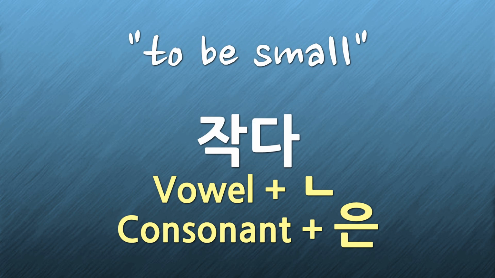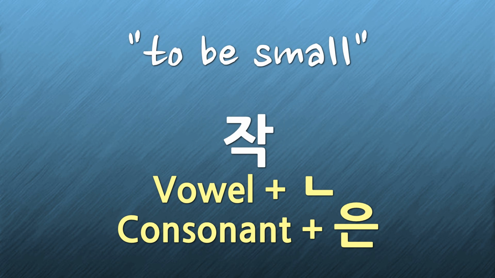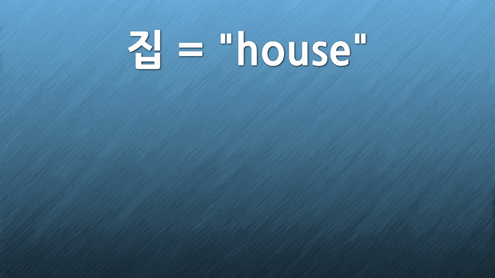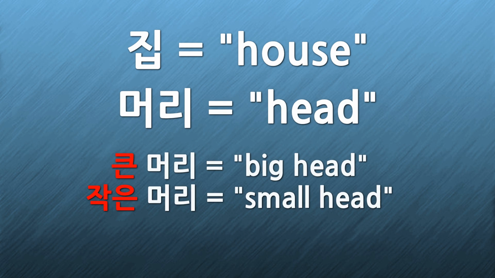The same goes for the verb to be small, 작다. After removing the 다, we're left with 작, which ends in a consonant. So we'll add 은 to the end and get 작은, the adjective for small. After we made the adjectives for these verbs, we can stick them before any noun we'd like. Previously we used 집, but you can use any noun, such as 머리 for head. You can have 큰 머리 or 작은 머리, a big head or a small head, or any noun you'd like.